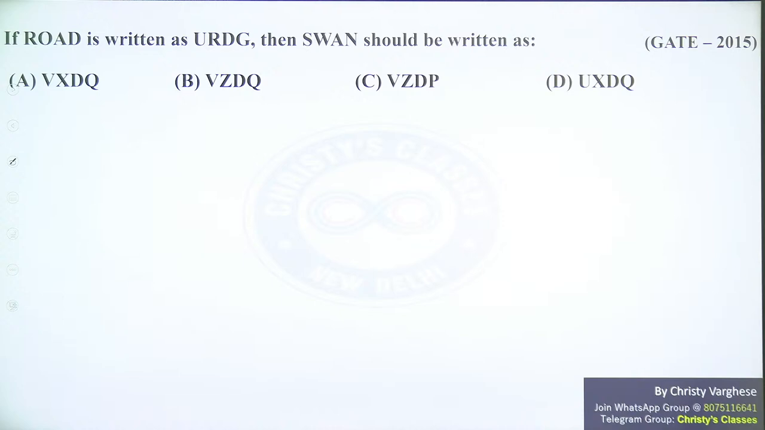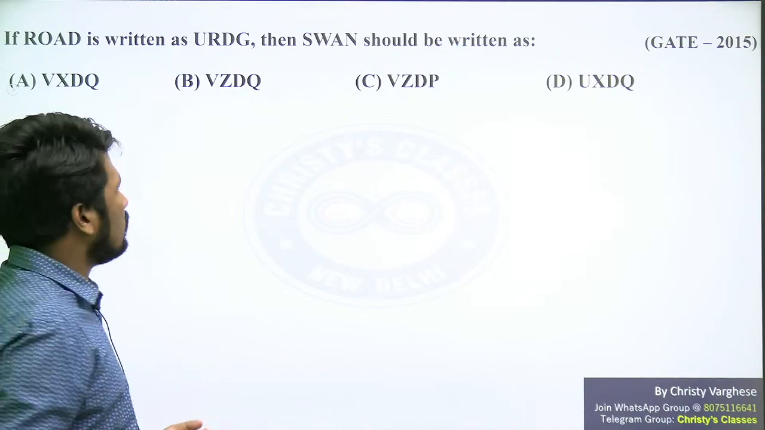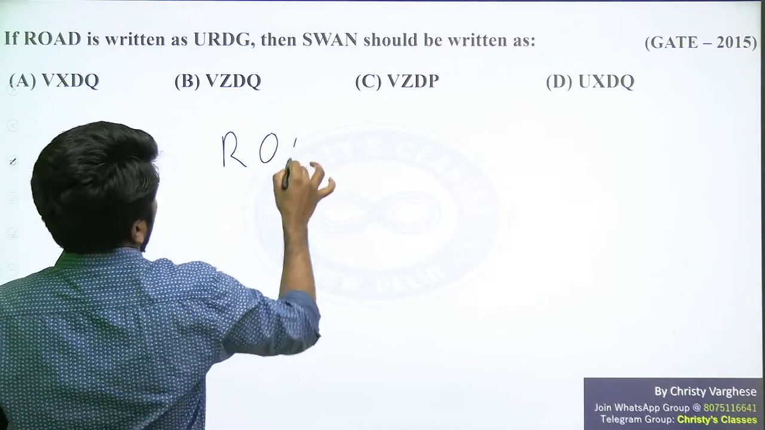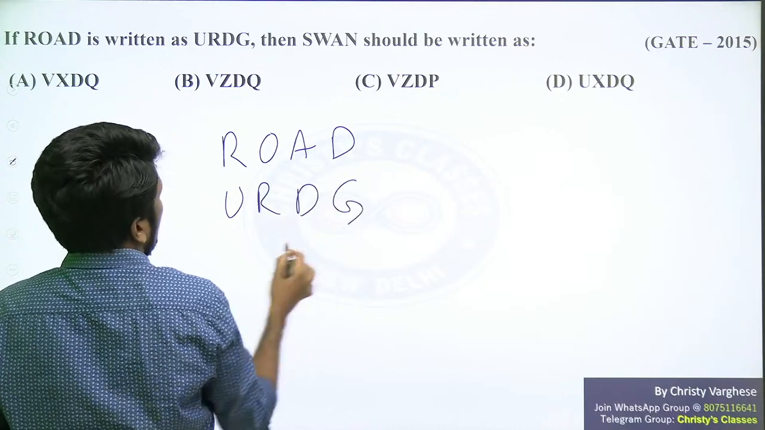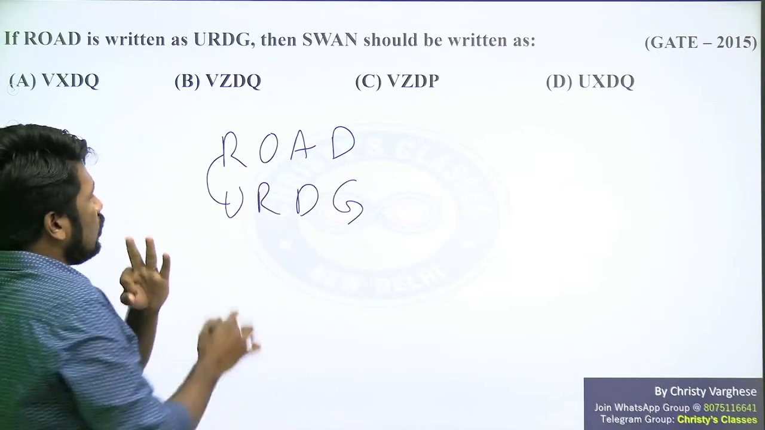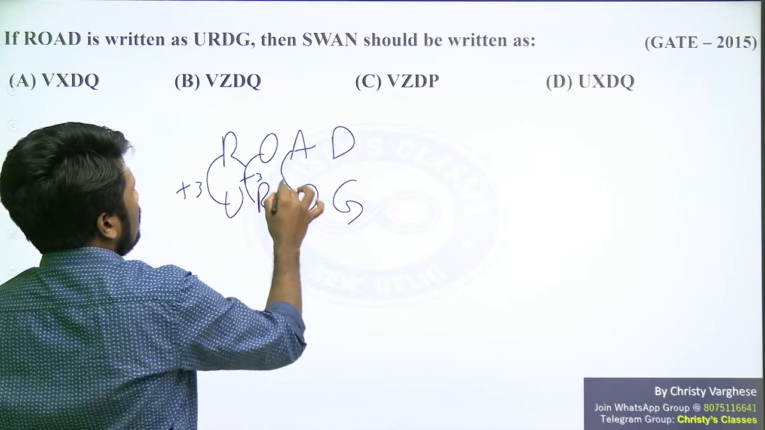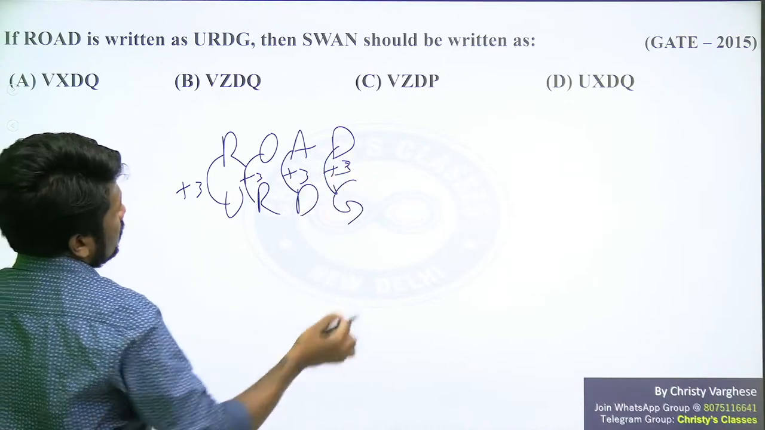Very good. Many of you got it right. Wonderful. Simple question, just like the previous question. Here the options are such that the first letter itself does not give you the answer, so you have to analyze further. ROAD is coded as URDG. How is it coded? R, S, T, U. Three letters forward. O, P, Q, R. A, B, C, D. D, E, F, G. So three letters forward is the idea.